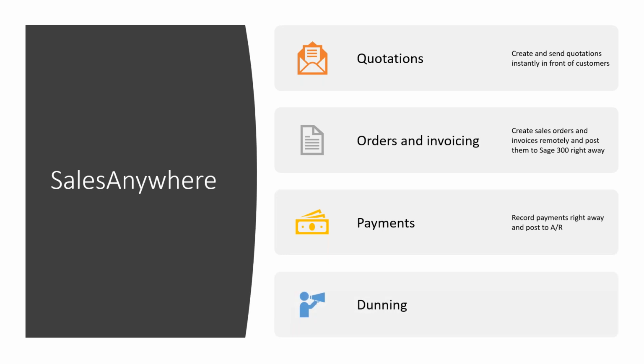And then lastly, the dunning function. Normally the dunning process is done in the back office. Someone in the office would periodically generate customer statements to chase for late payments. But a lot of companies would not pay commissions to salespeople if the customers did not pay the invoice. So with Sales Anywhere, the salesperson now has the tool to proactively chase for late payments of their customers.